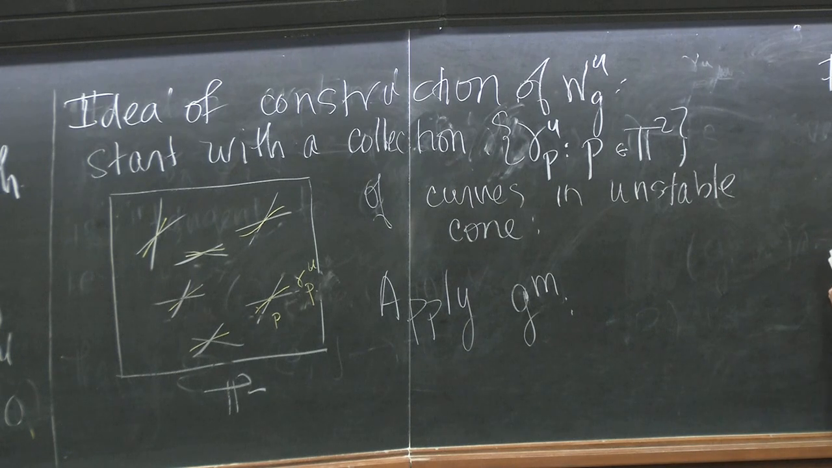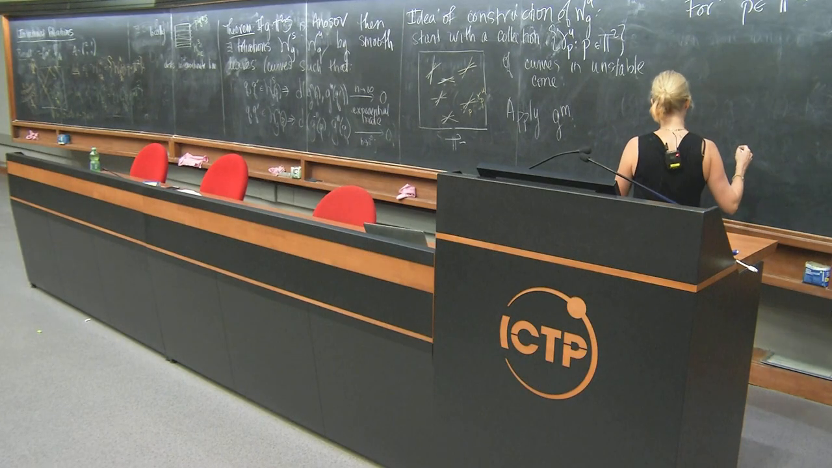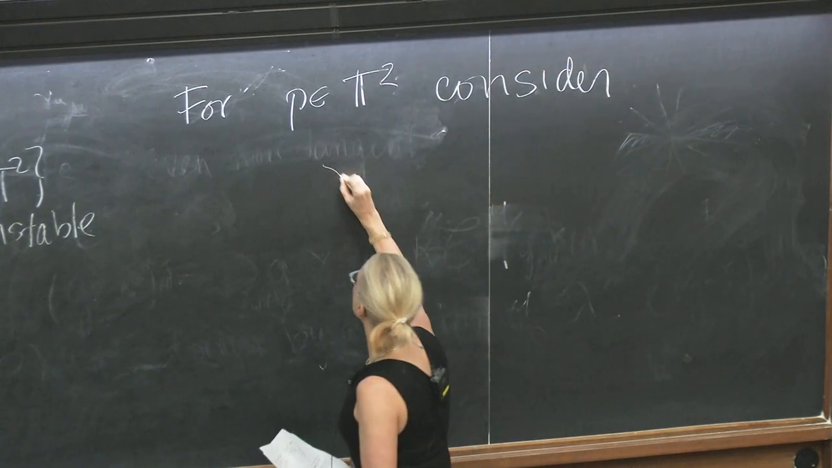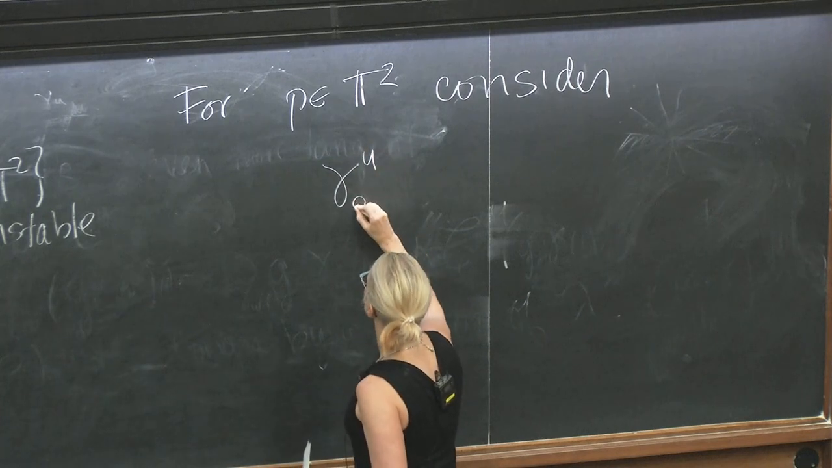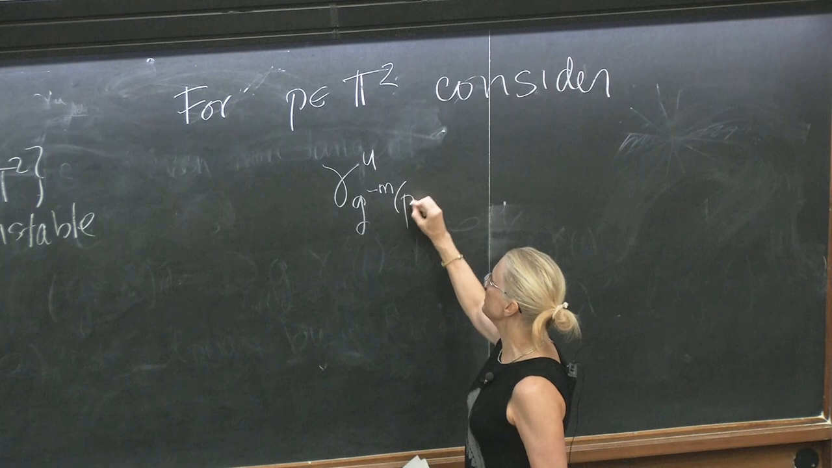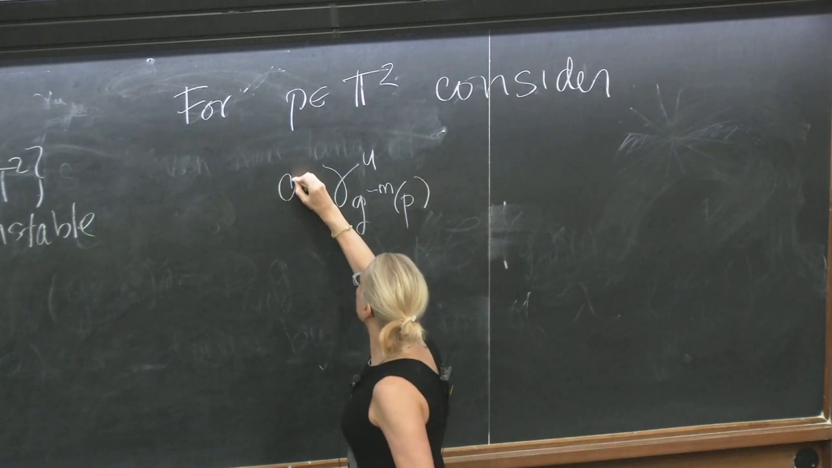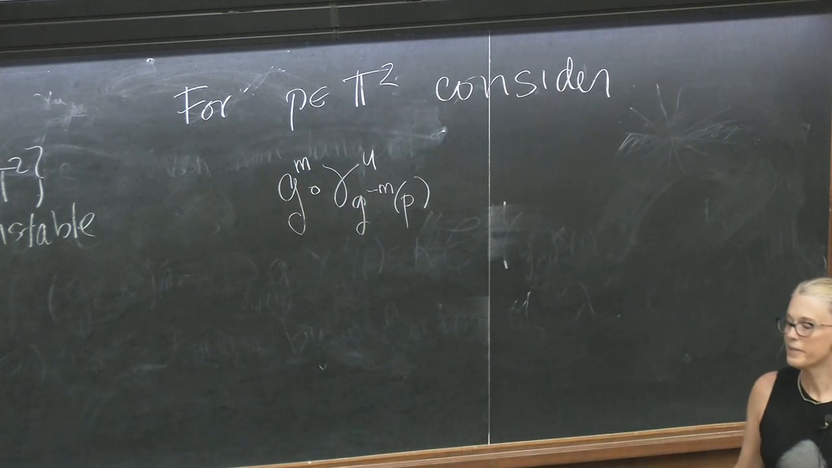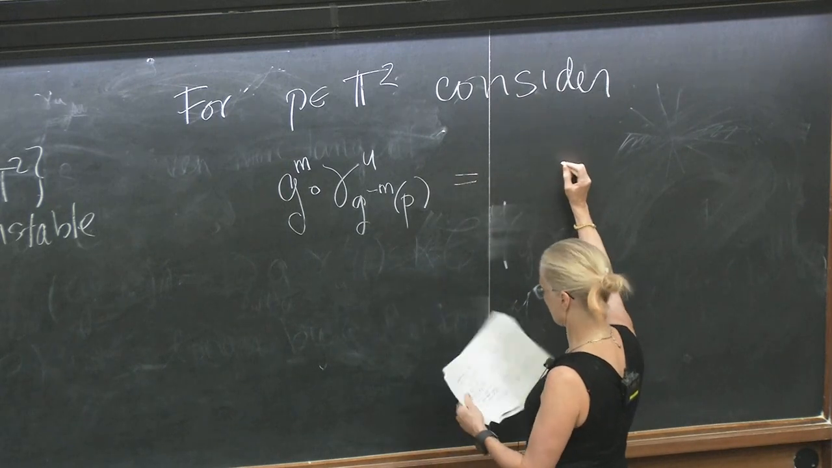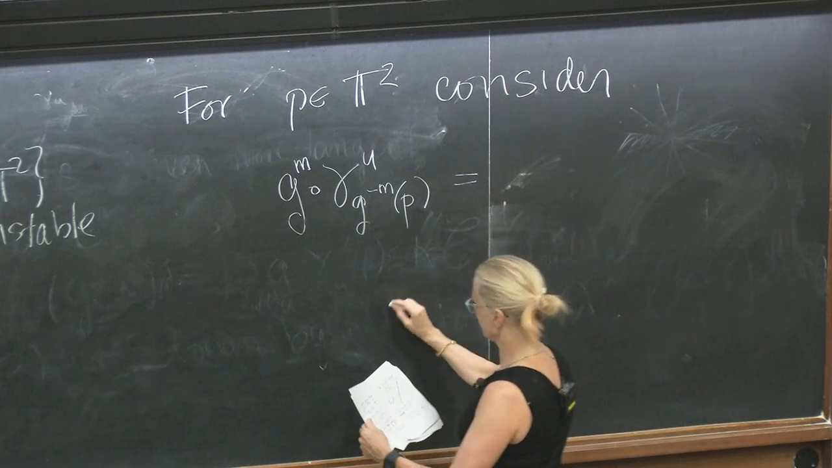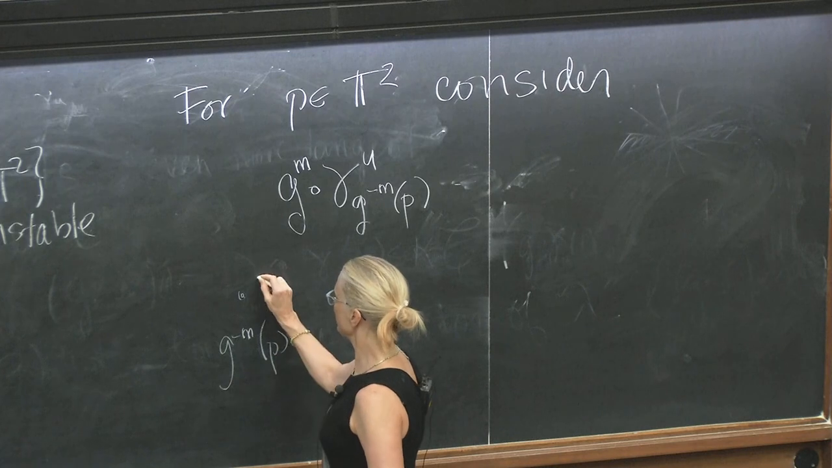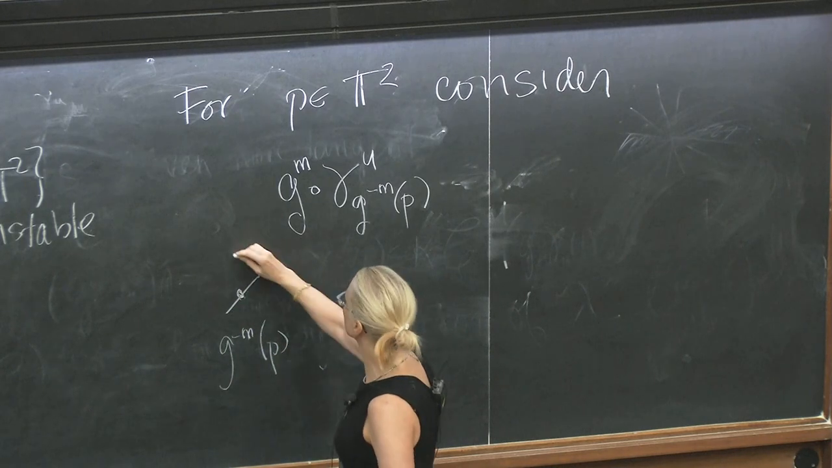For p in T2, I want to construct the leaf W^u_g of p. So what I'm going to do is take the curve where I go back to my fixed initial gamma u, but at g to the minus m of p. And then I apply g to the m to this curve. Now this is some curve through p. It looks like this. Here is g to the minus m of p, here's my little starting curve. Let's just make it a little line.